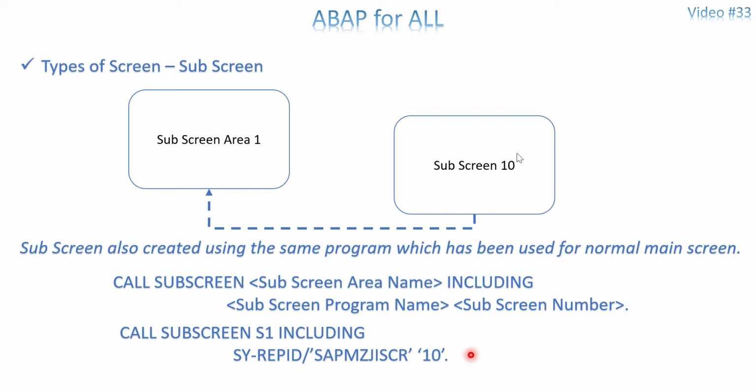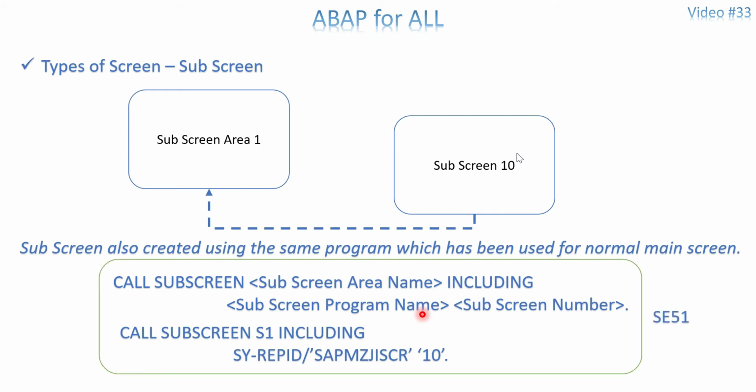Clear? Another very important point: this coding, this syntax, is going to be written in SE51, not in SE38. Be clear on it. This syntax is not outside of your screen painter. Calling the subscreen is possible only within your screen painter. So you can't use call subscreen in your SE38 program. This comes under PBO basically, because before the screen pops up I want my subscreen to be enabled.